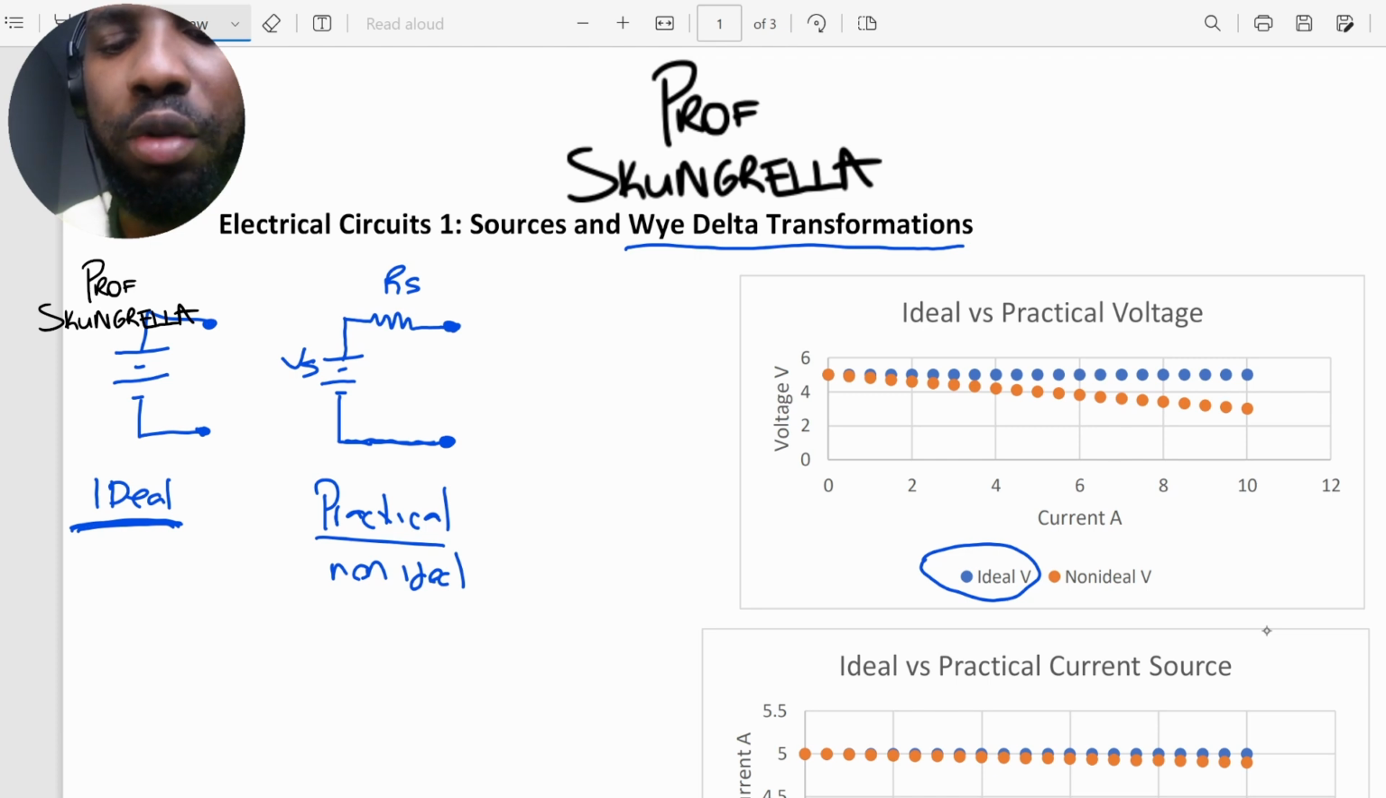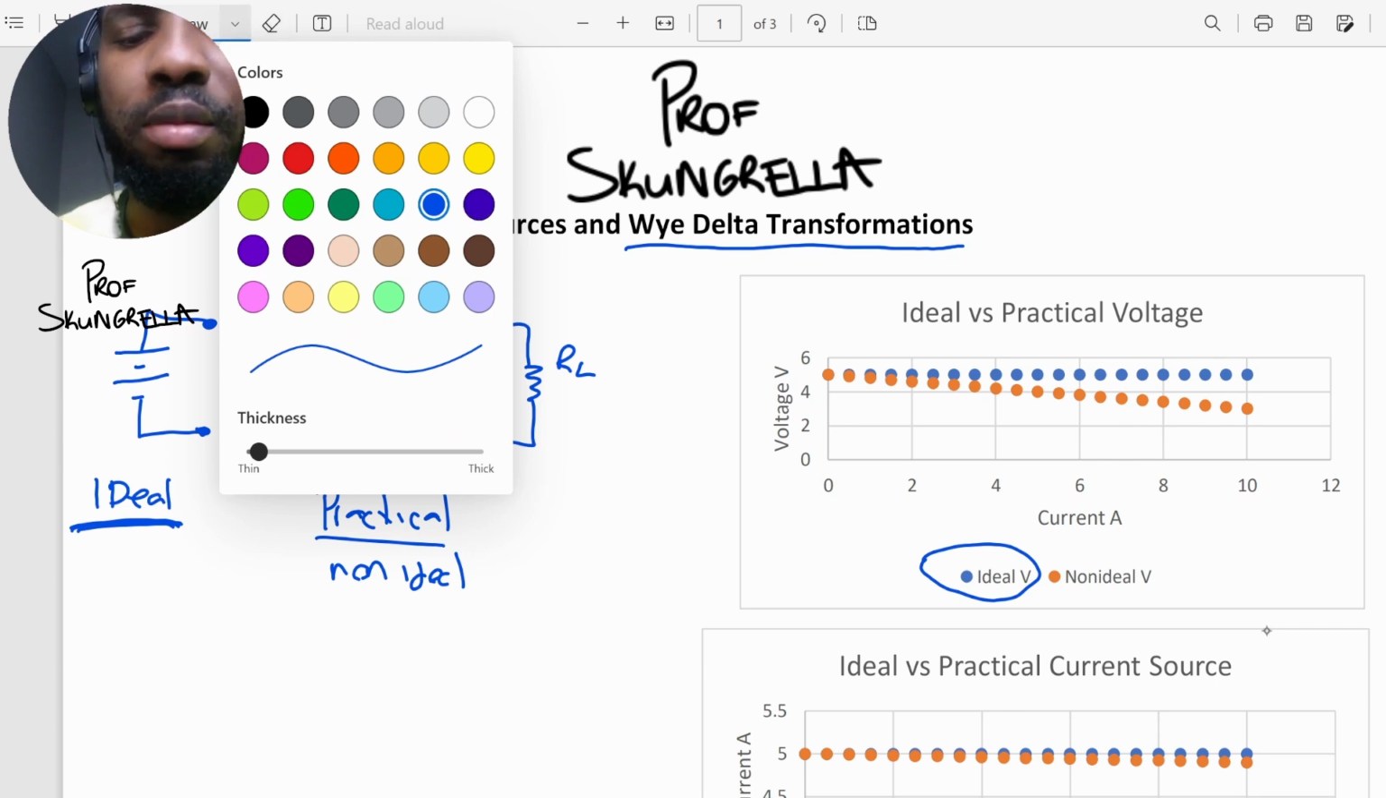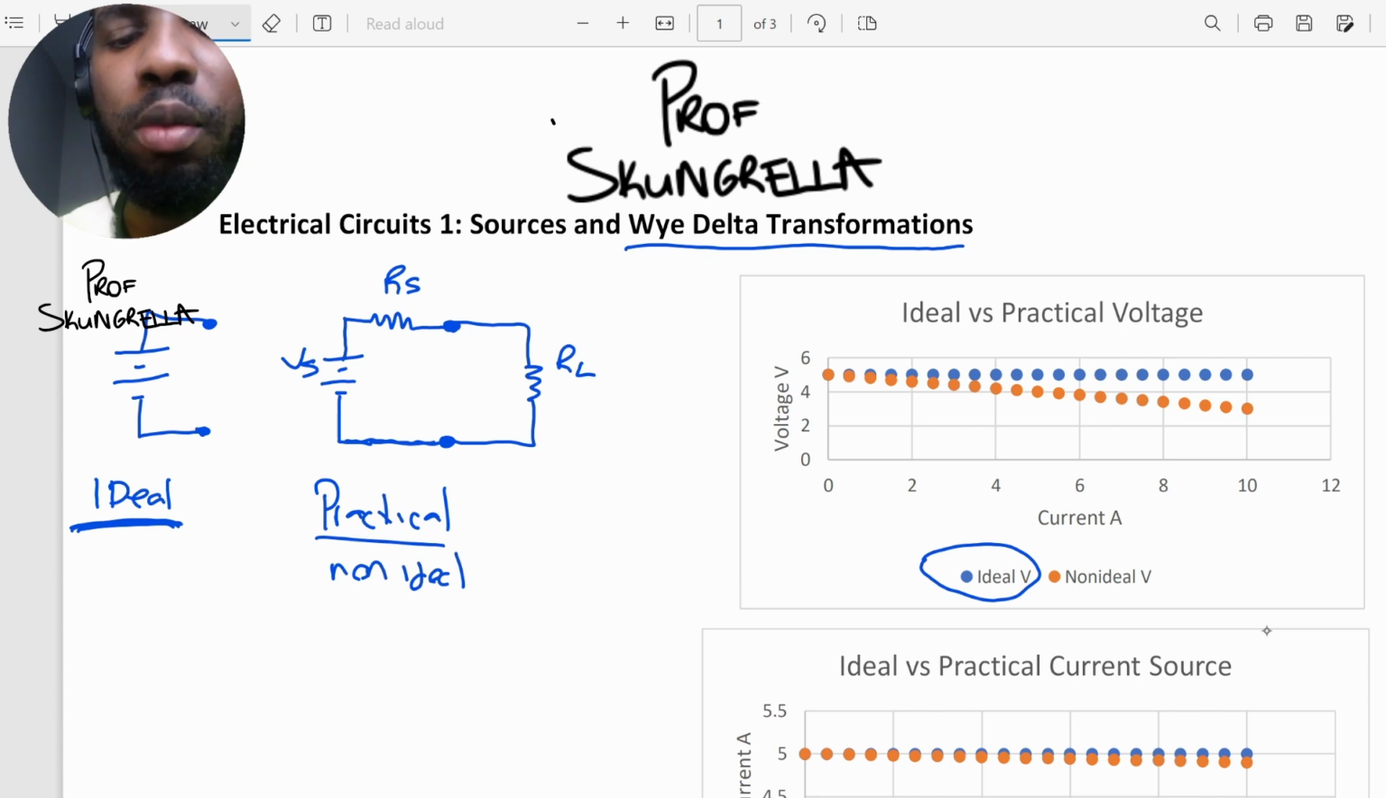So if we call this a load here, let's put a resistor here and call it a load, RL. Because of the source resistance, 100% of our voltage does not get to the load, and so some voltage is dropped across this resistance. So again, the more the current increases, the more voltage drop we will have across the source resistance. And so this is what we see in this graph here. Of course, keep in mind that this graph is from 0 to 6.